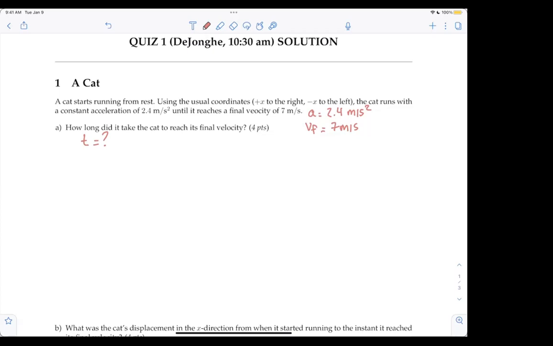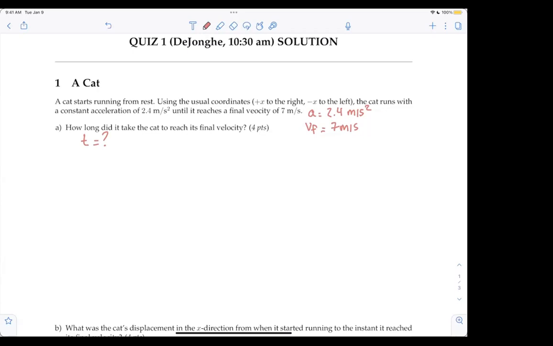And so I actually made a mistake. Sometimes they don't give you numbers, right? They'll tell you here that a cat starts running from rest. So that's actually an indication that VI is 0 meters per second. That's one thing I accidentally left out. It's really important to realize that they're not always going to give you numbers, 2.4 or 7, whatever. They might just slide it in there and say, oh, the cat is starting from rest.